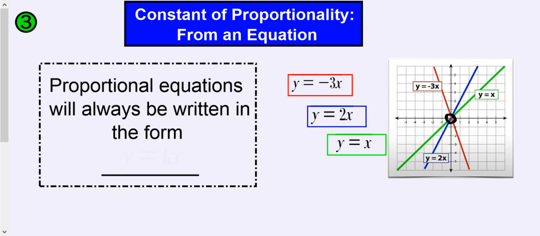And then proportional equations will always be written in the form y equals kx. So if we see an equation that is written in this form, we know that it is proportional. And k just represents a constant. So it's just a number multiplied by the x.